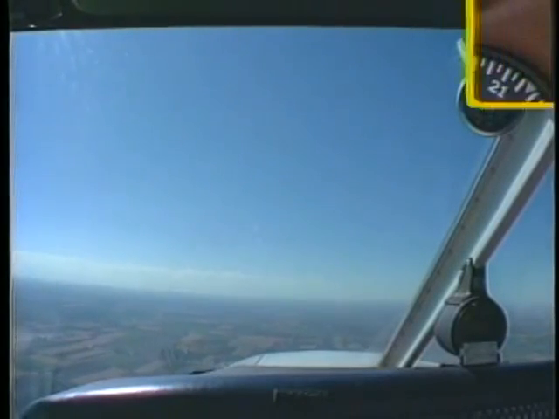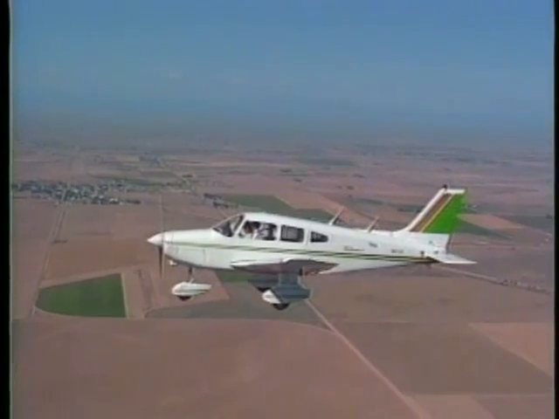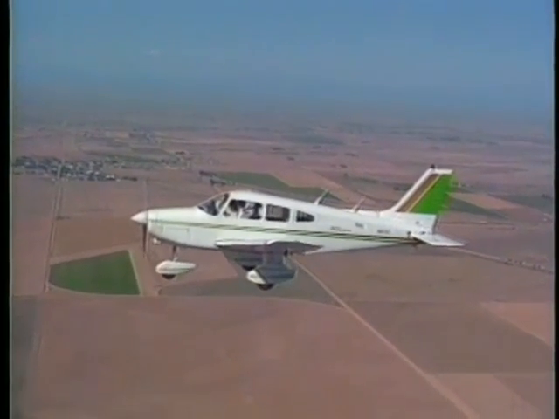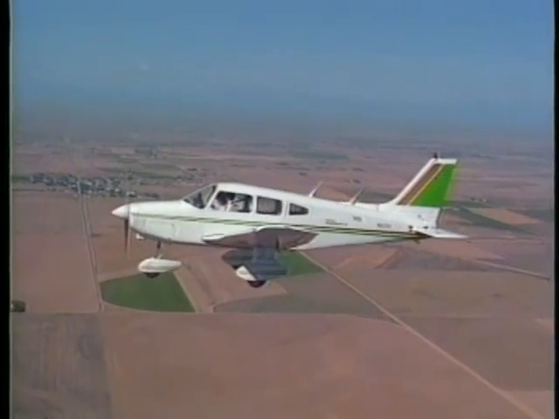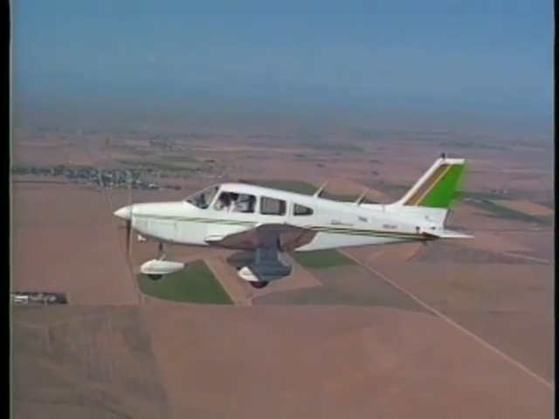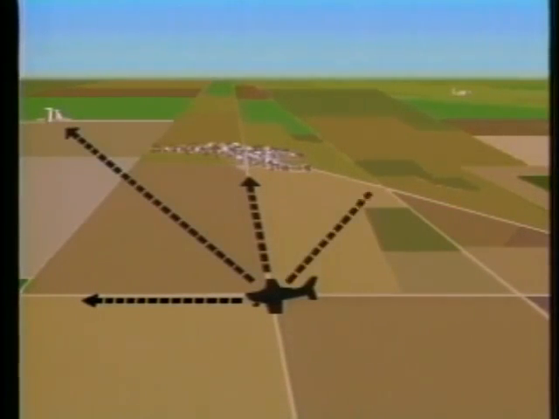Begin the maneuver by aligning the airplane on the entry heading. Then, to help maintain orientation, select a 90-degree reference point. This point should be on the horizon and abeam your flight path. Additional reference points at 45 degrees, 135 degrees, and 180 degrees are also helpful.